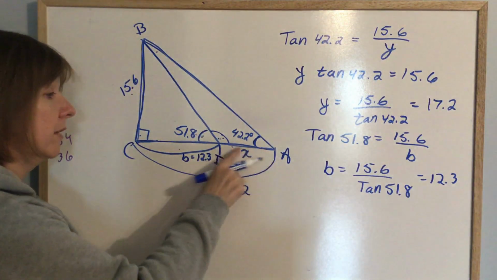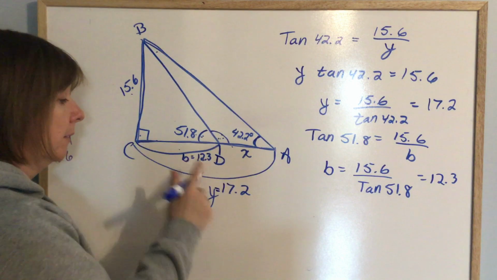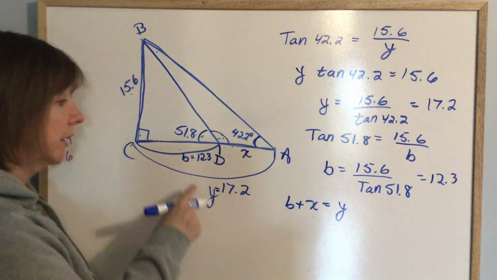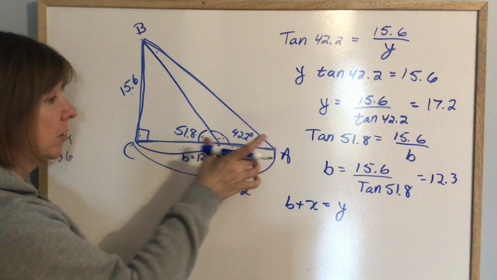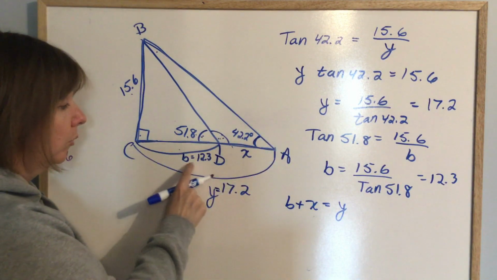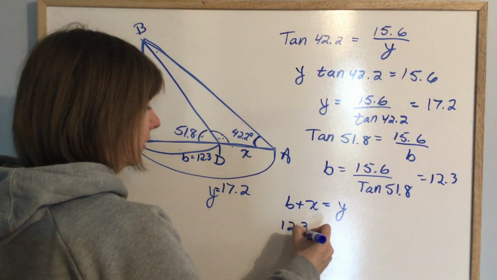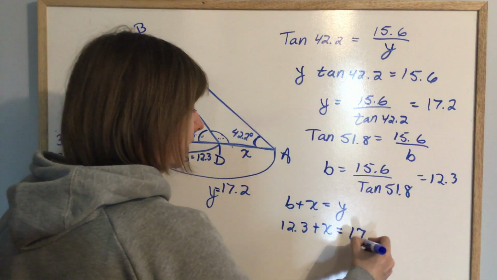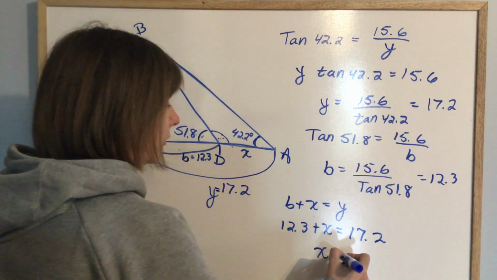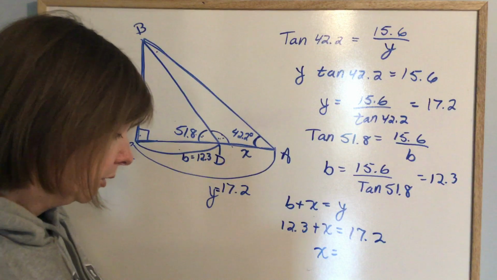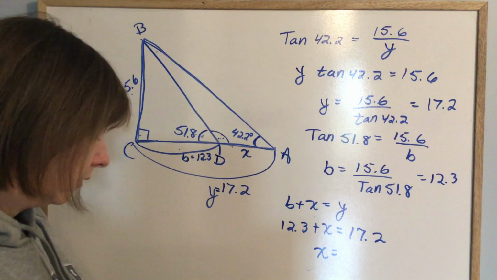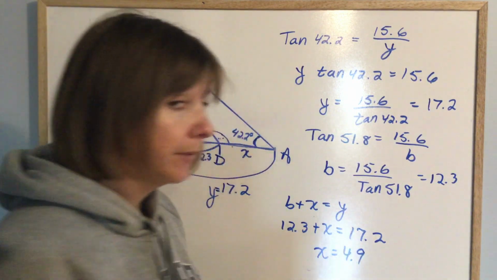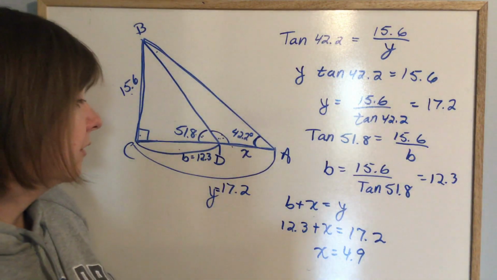So if I want to know what this x is, really b plus x would equal y, right? This piece plus this piece equals the whole thing. Well, b is 12.3. I'm trying to figure out what x is, and I figured out that y is 17.2. So x would be 17.2 minus 12.3, which is 4.9. So my answer is that x is 4.9.